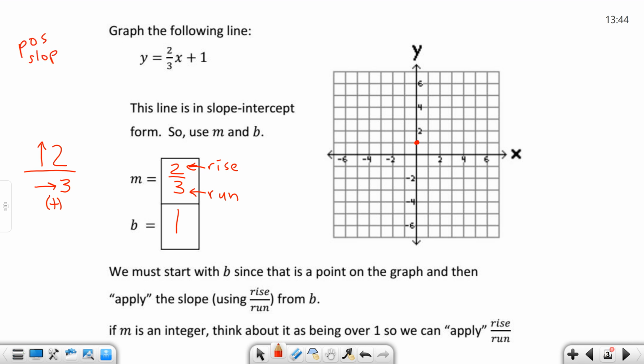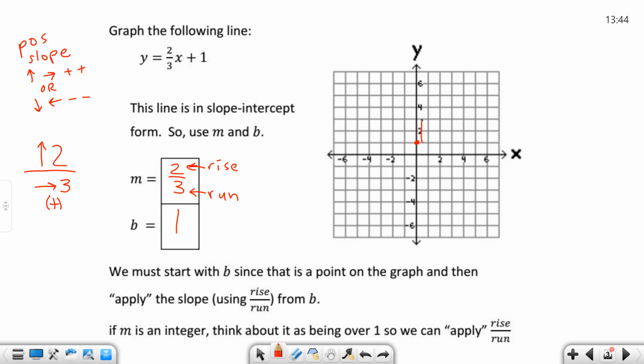Positive slope is either up and right, or it's down and left. The reason is, this is a positive, and this is a negative and a negative. And if you divide 2 positives, you get a positive. If you divide 2 negatives, you also get a positive. So with a positive slope, you can either go up and then right, or you can go down and then left. Okay? You can either do up and right or down and left. So I'm going to choose to go up and right here.